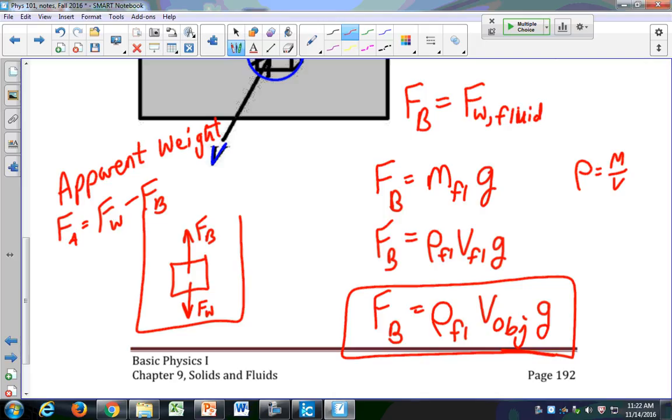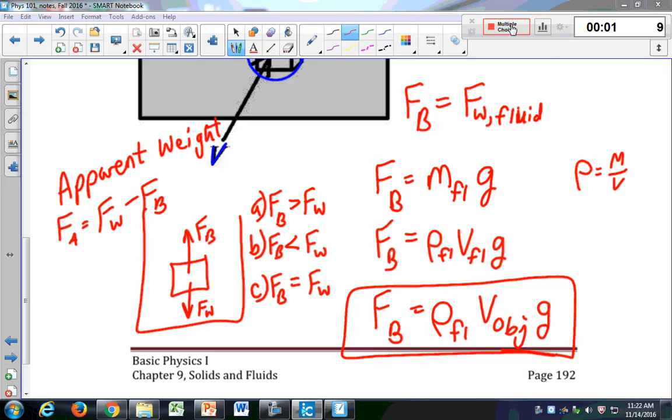Let's do it as a clicker question. Is the buoyant force greater than the weight? Is it less than the weight? Or is it equal to your weight? If you're in the swimming pool and you're underneath the surface of the water, fully submerged and just floating there, you're not zooming up or zooming down, you're just sitting there.